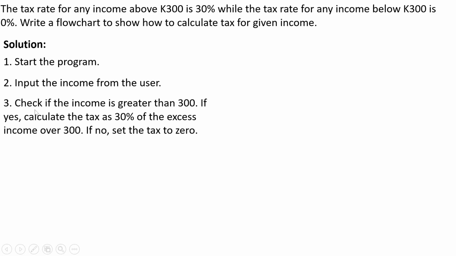So why have I put this like this? Check if the income is greater than 300. If yes, calculate the tax as 30% of the excess income over 300. This is because we have been given two conditions. They are saying the tax rate is 30% of any income which is above 300 kwacha, and the tax rate is 0 for any income below 300 kwacha.